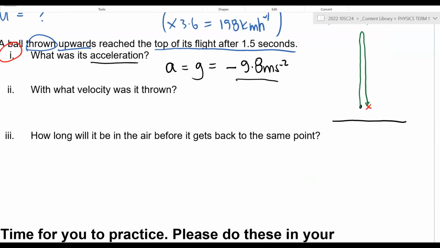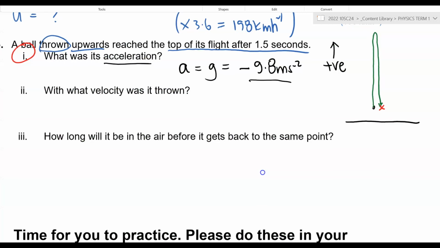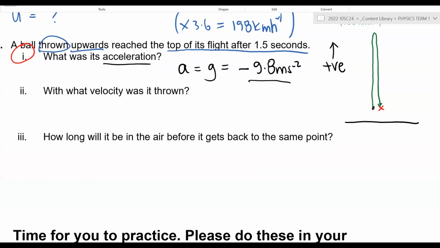What that's assuming is that upwards is positive. That plus with a VE just means positive. Cool. Right, so now what do we know? We know our time is 1.5 seconds. We know the acceleration. We can just write g if we want to, because g means down at 9.8 meters per second squared.